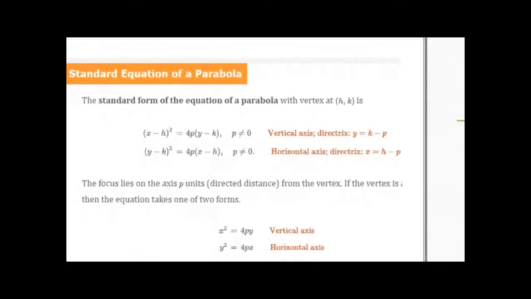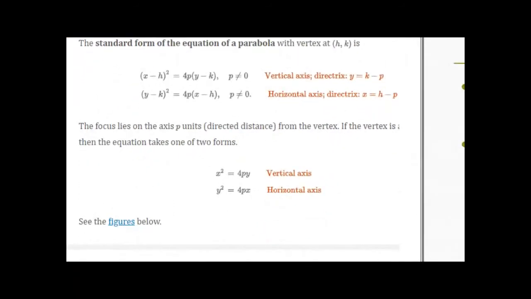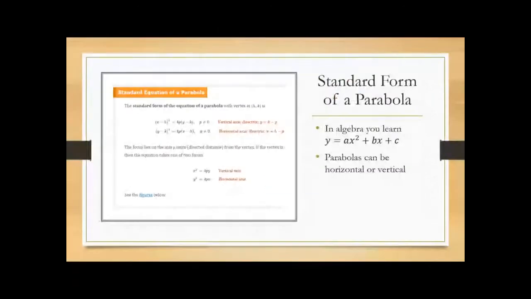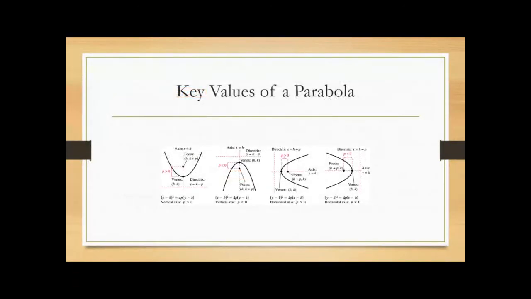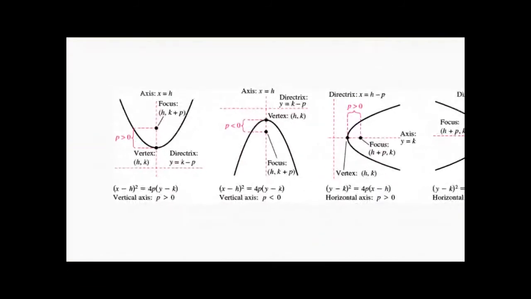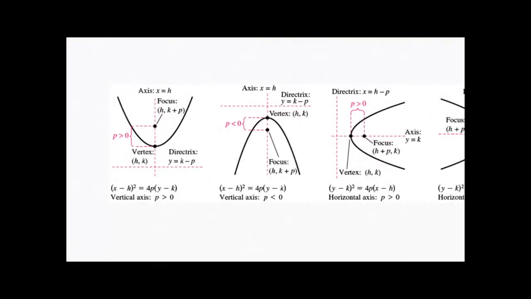Now, if your vertex is at the origin, then it just boils down to x squared equals 4py, or y squared equals 4px. The text says to see the figures below. I actually have those on another slide. This is the most useful part. And I'm sorry if you hear my dog barking. She's not happy that she's alone.